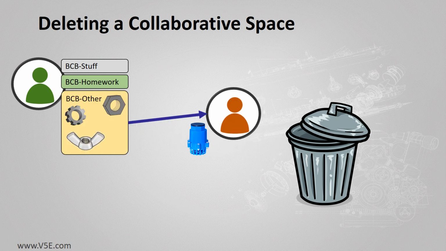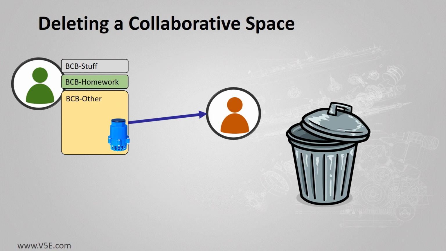But what if someone else is a member of your collaborative space and you've given them permissions that allow them to put something into your collaborative space? So even though you own your own collaborative space, they are the owners of that part. You can delete your things and you can delete your collaborative space, but you can't delete their part. They have to do it. So you have to contact them and say, hey, I want to delete this space. You need to get your part out of there, and they need to delete it.